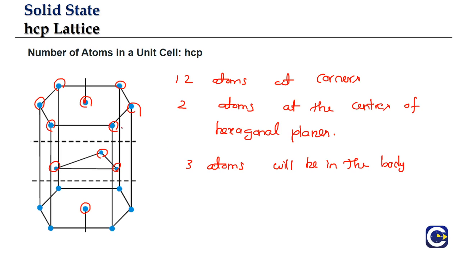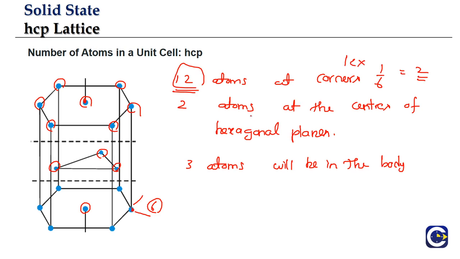So if you look at the contribution of these atoms towards the unit cell, any atom in the corner will be shared by 6 unit cells. In this particular plane, this side will have one more and that side will have one more. So 3 hexagonal cylinders, and 3 will be in the below plane. So totally 6 are sharing the atom at the corner, which means the contribution for a particular unit cell will be 1 by 6.